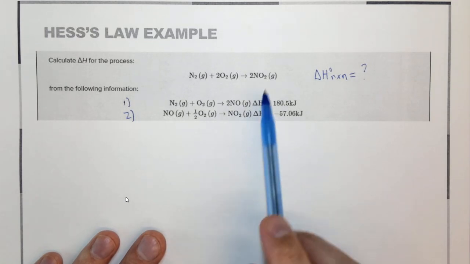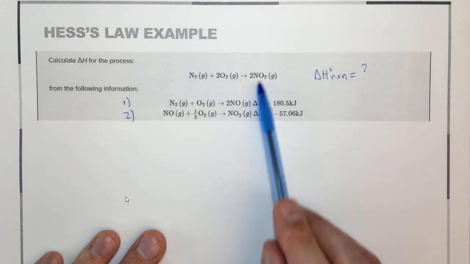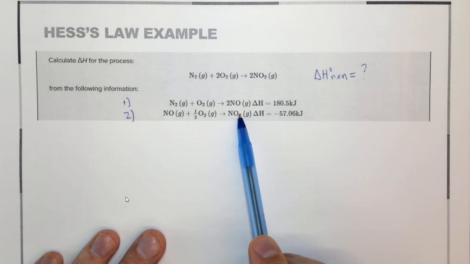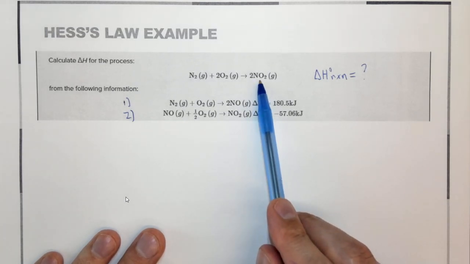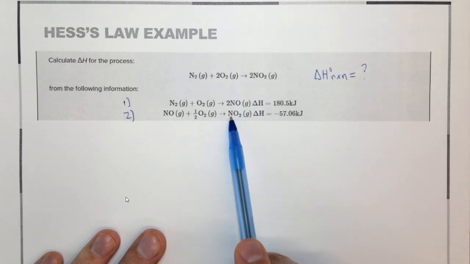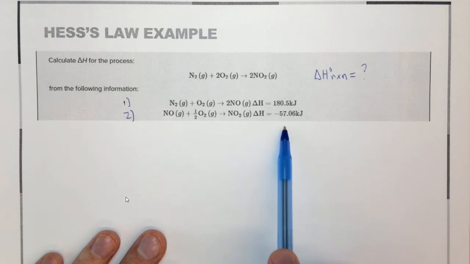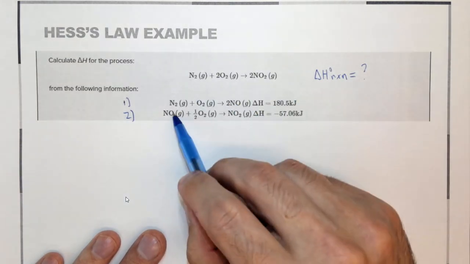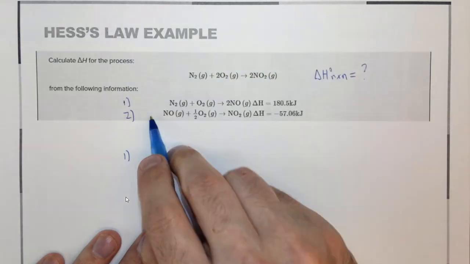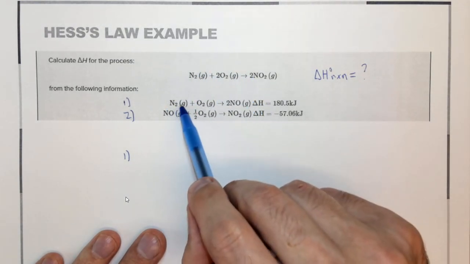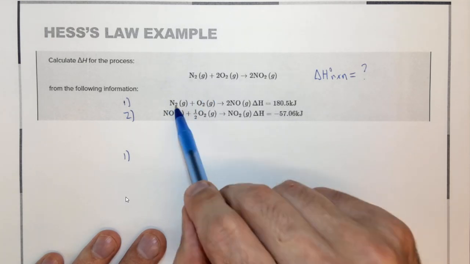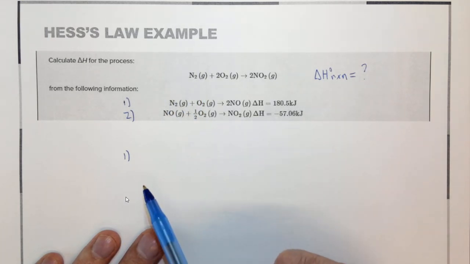What I notice is that NO2 is on the right side, which is good because I want it to be a product. The problem with NO2 is here I have 2 and here I only have 1. So in order to get 2 NO2s, I need to double this reaction. So for reaction 1, I decided not to do anything, and I decided that based on nitrogen, because nitrogen is only in this reaction, it's on the reactant side, and it has the correct stoichiometric coefficient.